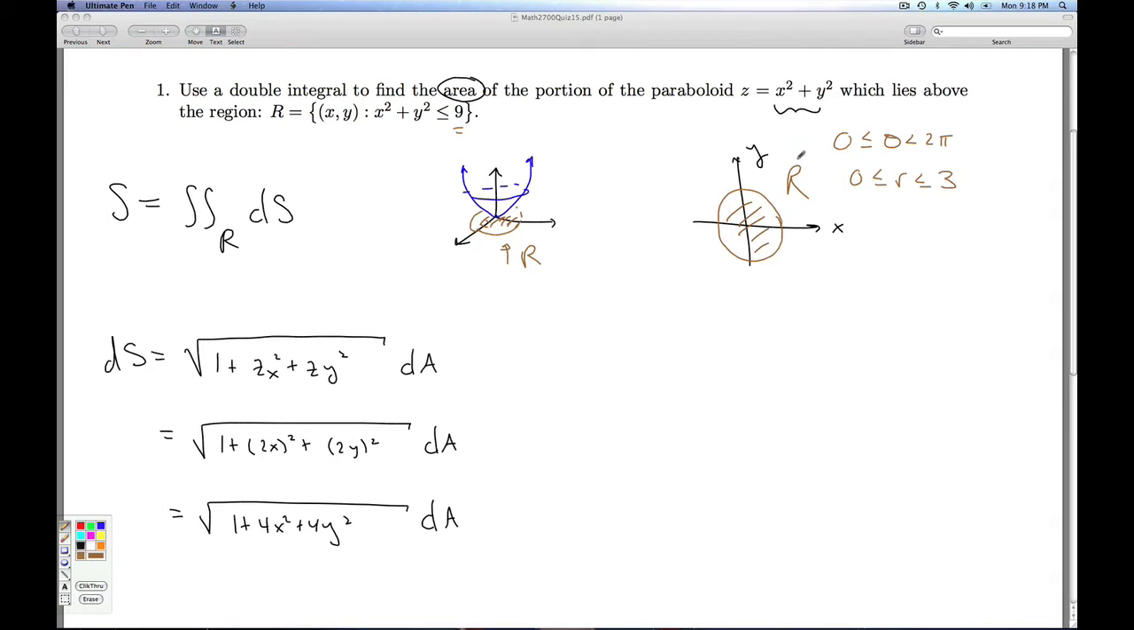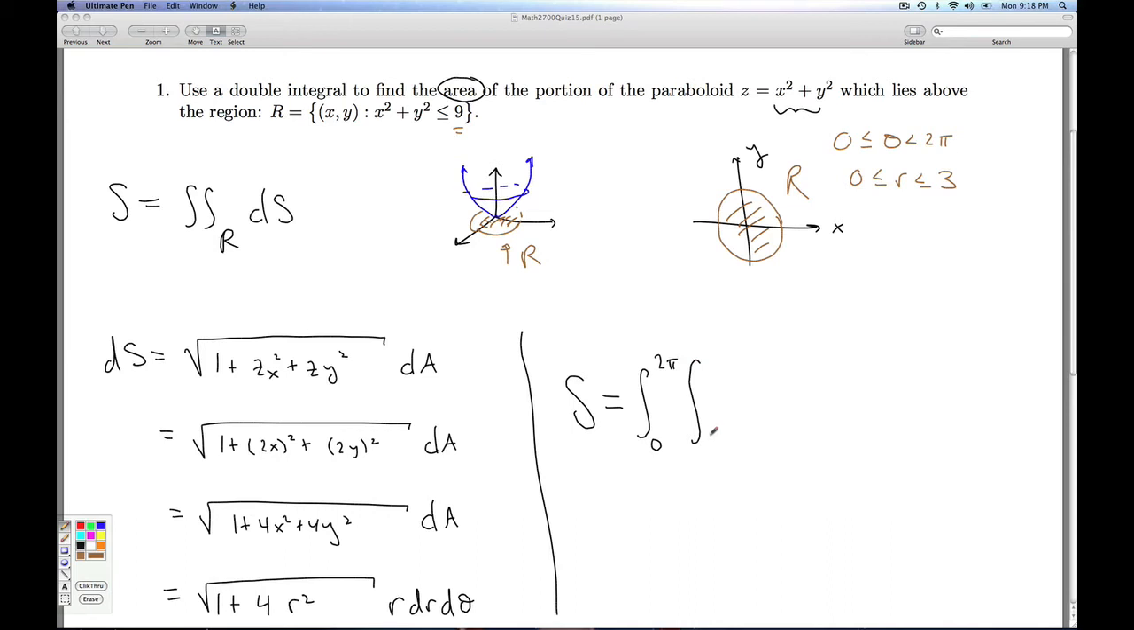Since I want to convert it to polar coordinates, because the region is easier in polar coordinates, I'll convert this into polar coordinates. So what do I get? Well, 1 plus 4x squared plus 4y squared is 1 plus 4r squared, and remember the dA is r dr d theta. So for my surface area S, I'm going to integrate theta from 0 to 2 pi, and r from 0 to 3, of r times the square root of 1 plus 4r squared dr d theta. So that's the integral I have to evaluate to give me the surface area.